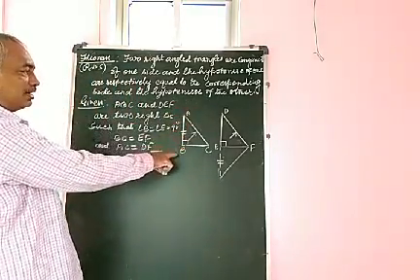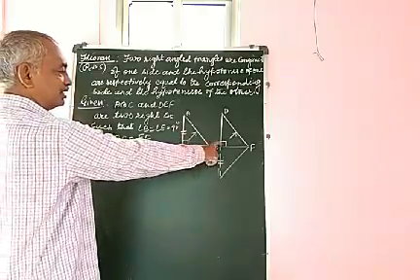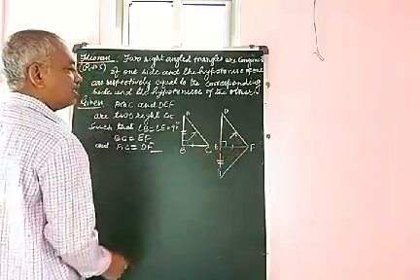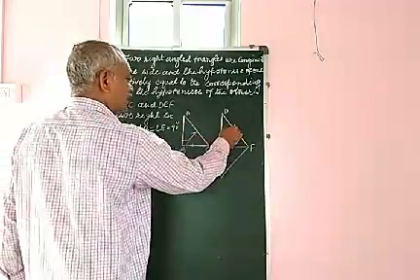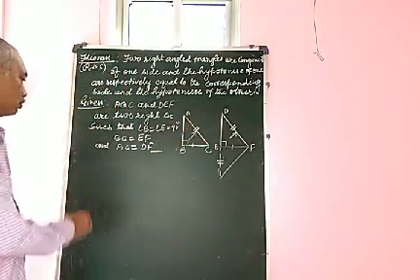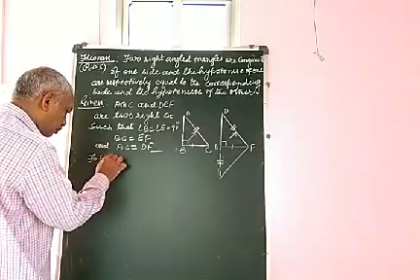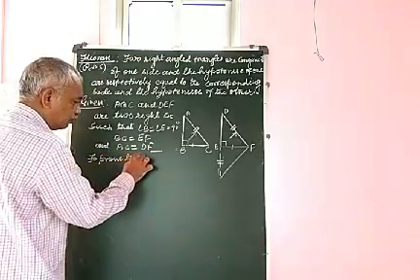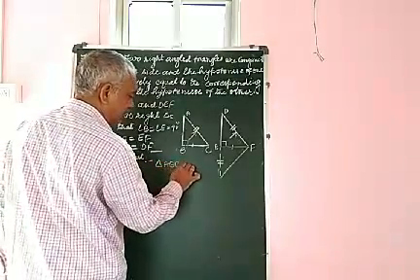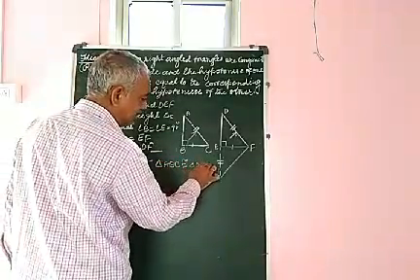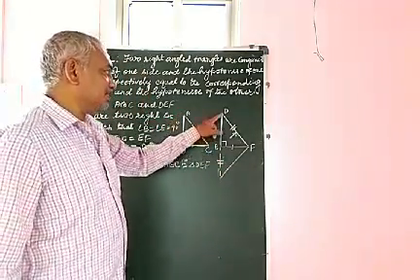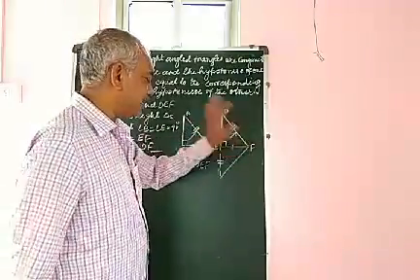ABC and DEF are two right triangles in which angle B is equal to 90 degrees and angle E is equal to 90 degrees, BC is equal to EF, and AC is equal to DF. To prove: triangle ABC is congruent to triangle DEF.